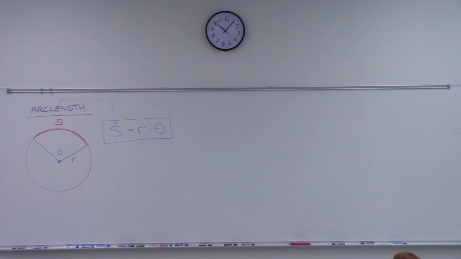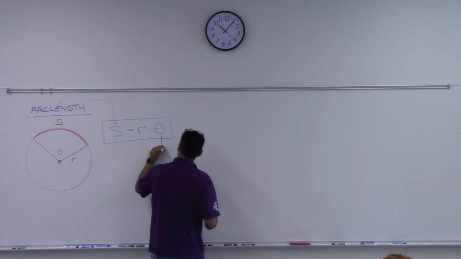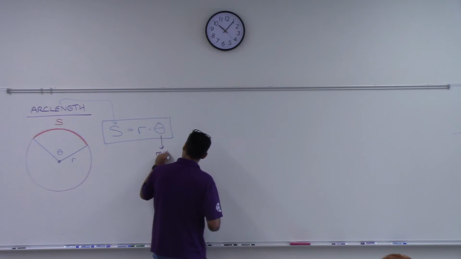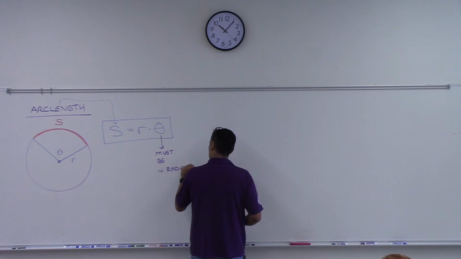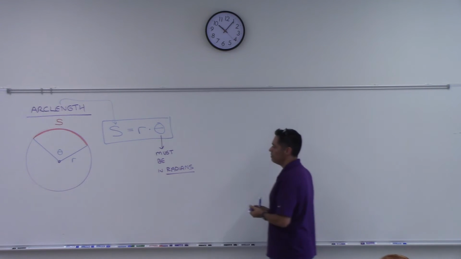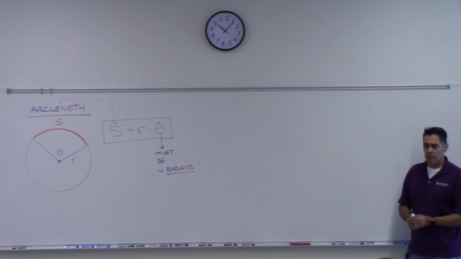All right. So, one more thing about this formula that students will make mistakes on. This angle must be in radians. Must be in radians. For the formula to work, we have to be in radians to use the formula.